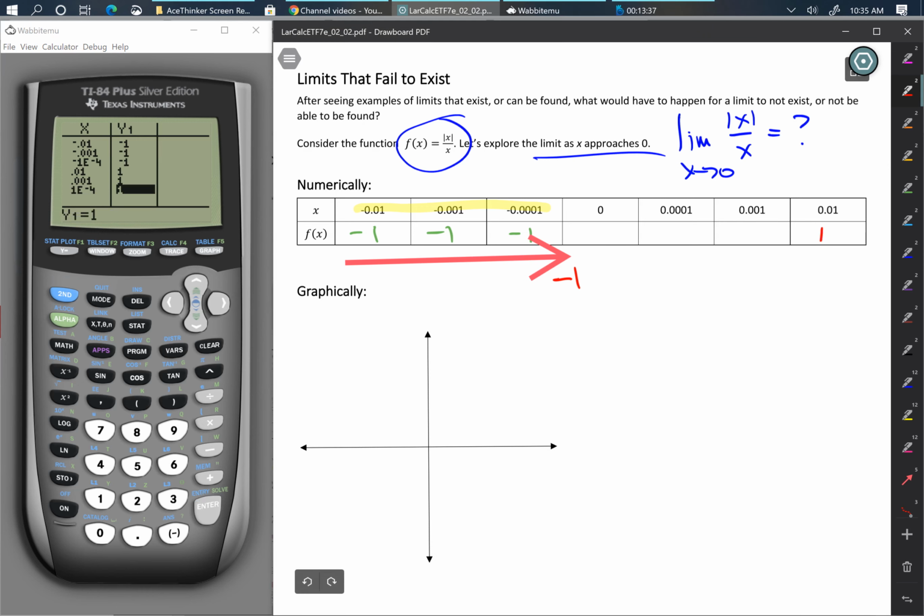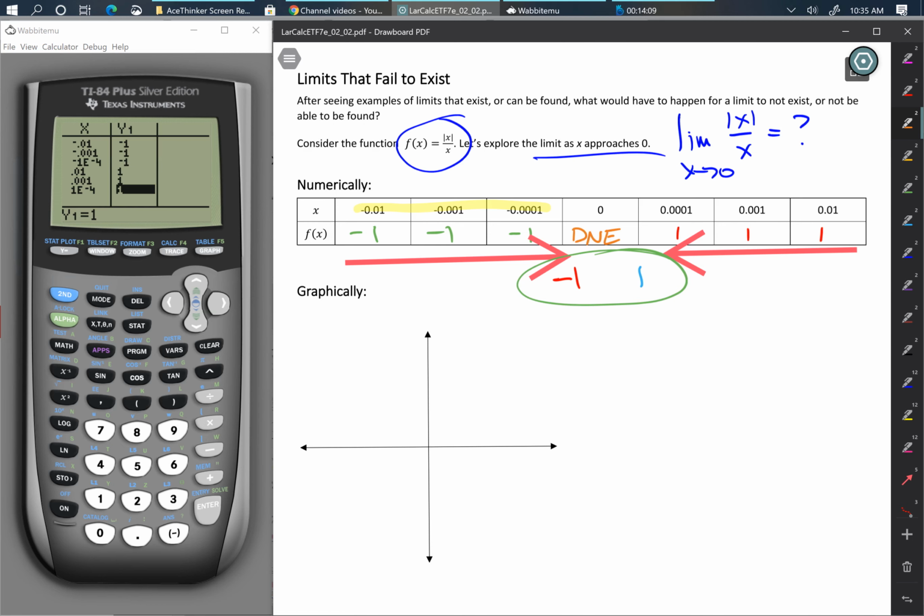This is 1, this is 1, this is 1. So coming in from the right-hand side, what does it appear to be approaching? They're all 1, so it looks like it's approaching 1. So what does that mean? If the left side's negative 1, the right side's positive 1, they're not coming together at the same number. These aren't the same value. And if those aren't the same value, then our limit does not exist.